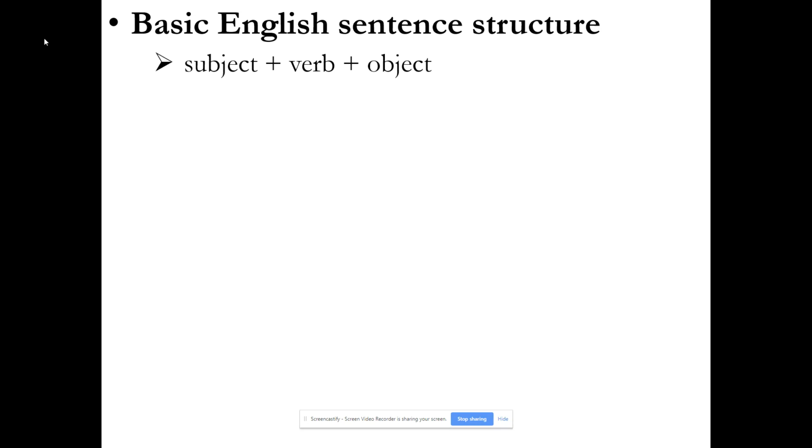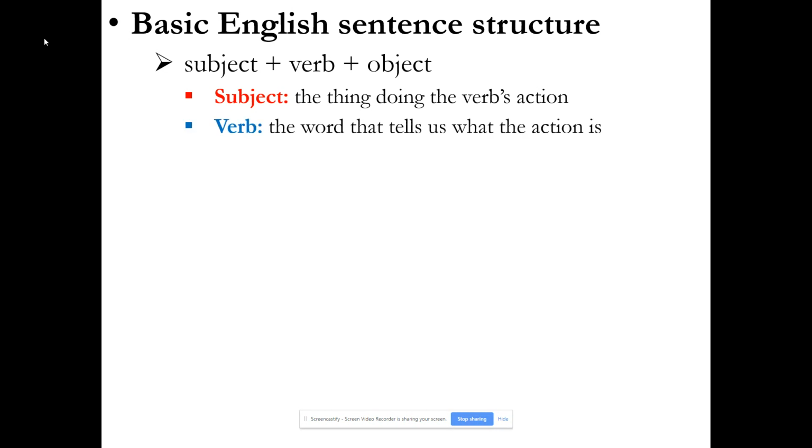So the basic structure of an English sentence is subject, verb, object, with lots of modifications as you make the sentence more complex. So the subject is just the thing doing the verb's action. The verb is the word that tells us what the action is, right? Or once in a while, it's more than one word acting like the verb. And then, of course, we have the object. And that is the thing that is receiving the action of the verb. The subject is verbing, and often the subject is verbing the object.